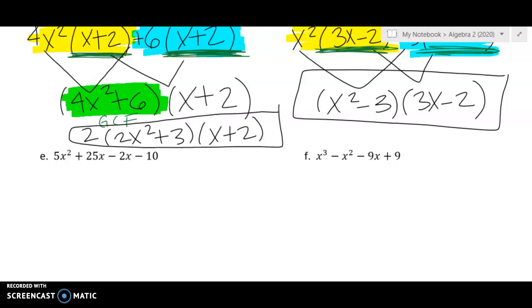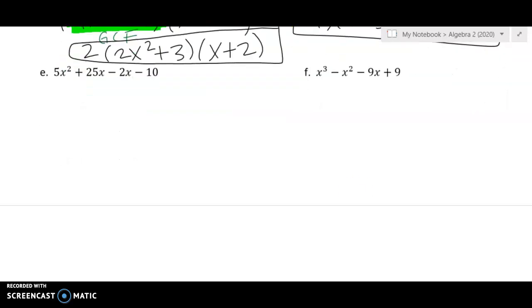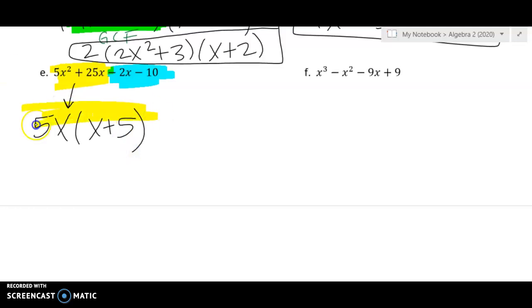Okay, problem E. Let's go ahead and group the first two, that's yellow, and the next two, that's blue. Let's do GCF of the yellow. GCF of the yellow, I could take out a 5 and an x. So that's going to leave me with x plus 5 for the inside. That's the yellow part. And then I'm going to do the blue.